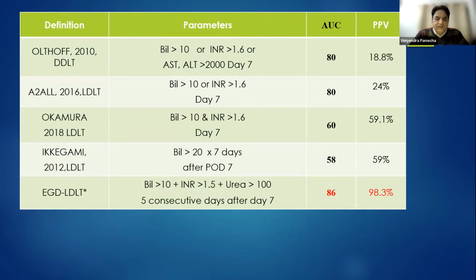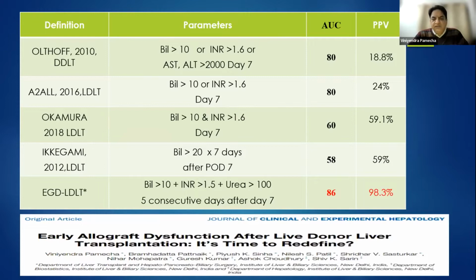We ourselves have tried to define it further, and we thought that there should be dynamicity in the definition in order to exclude all other components which can lead to early graft dysfunction, because we all know that early graft dysfunction is an entity where you have to exclude all the other treatable causes. Only then can we come to the conclusion that this is primarily because of graft dysfunction.